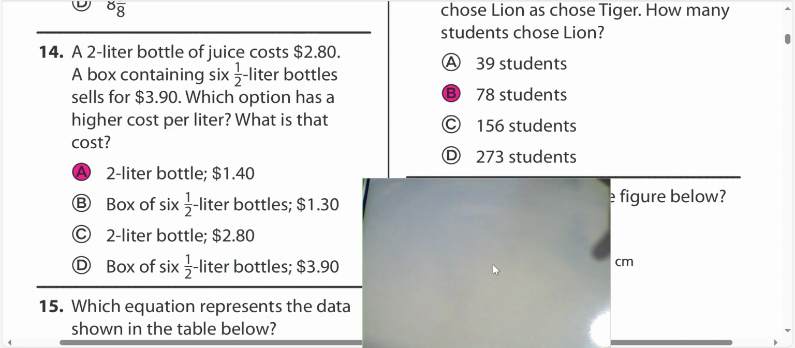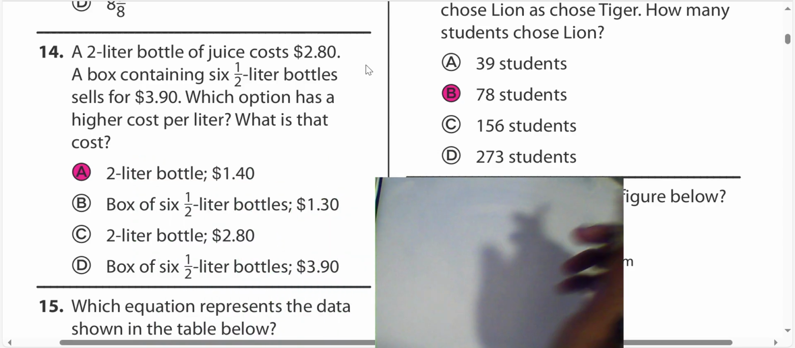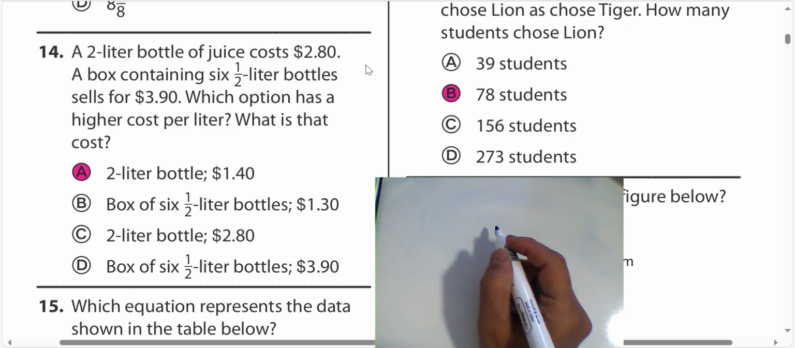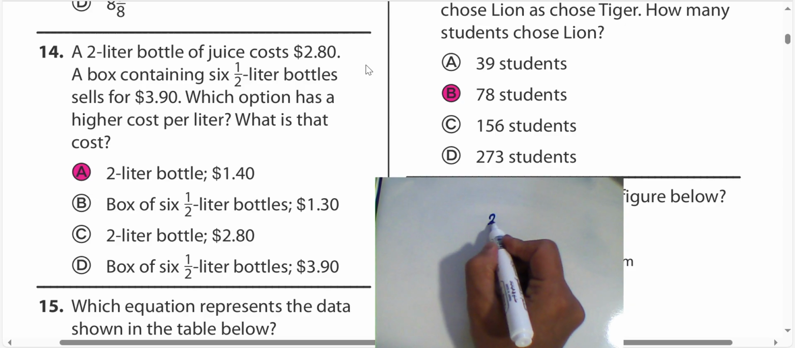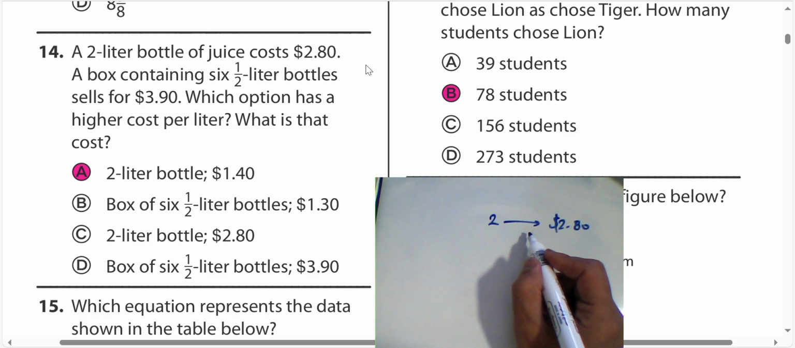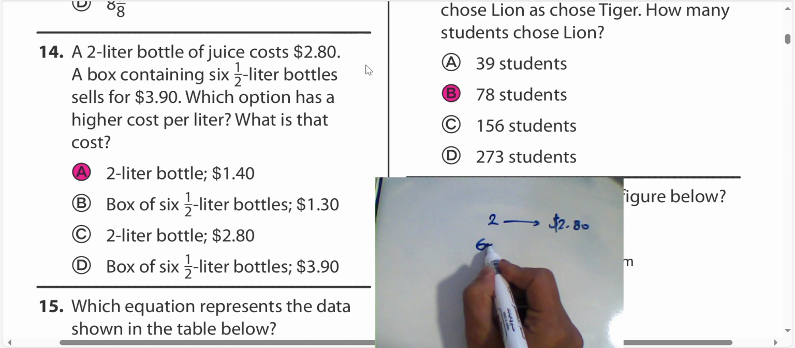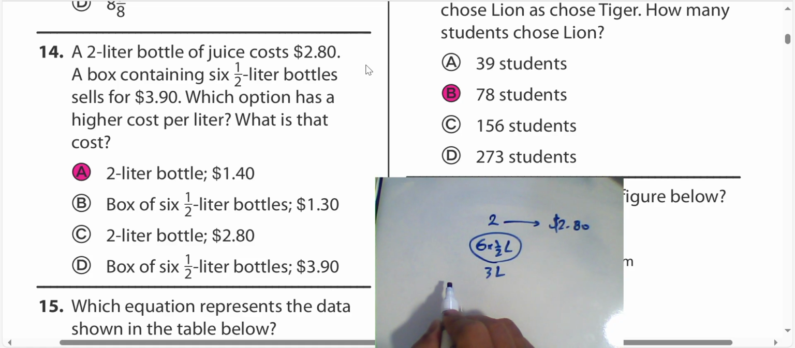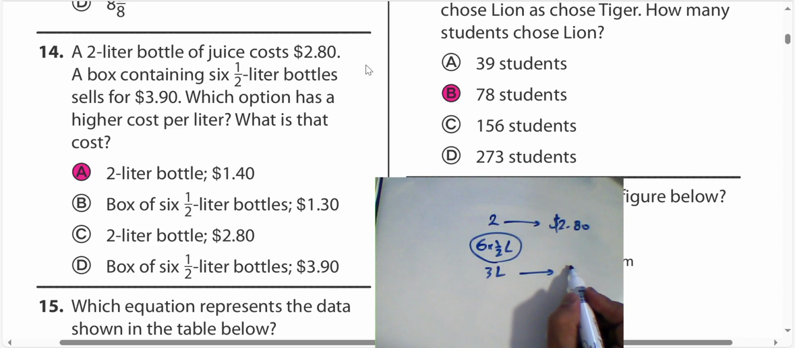A 2-liter bottle of juice costs $2.80. A box contains 6 half-liter bottles, which means 3 liters, and costs $3.90. Which option has the higher cost per liter?